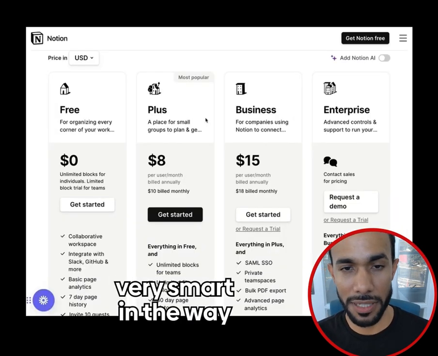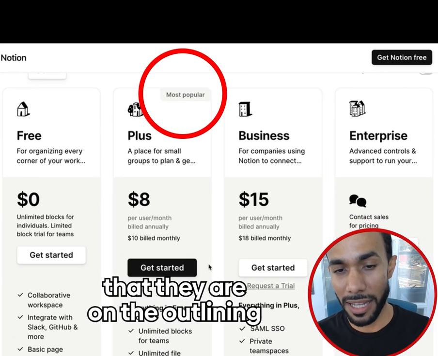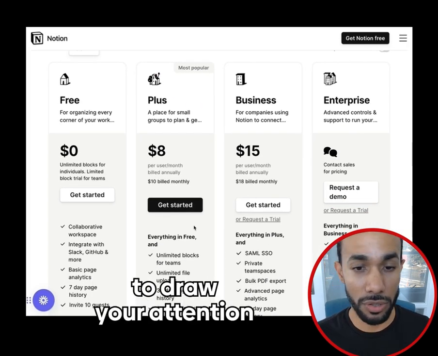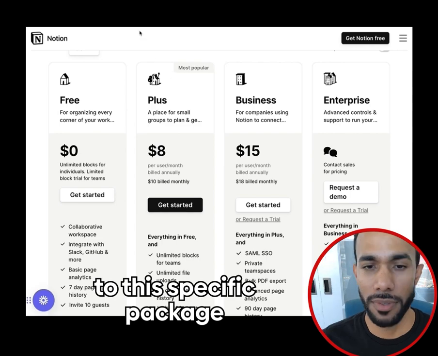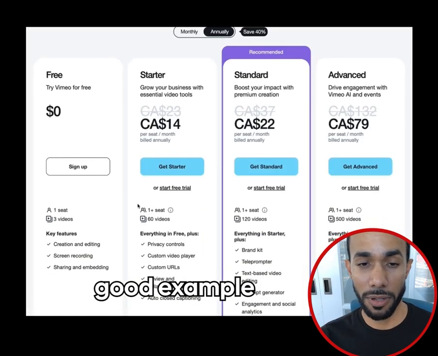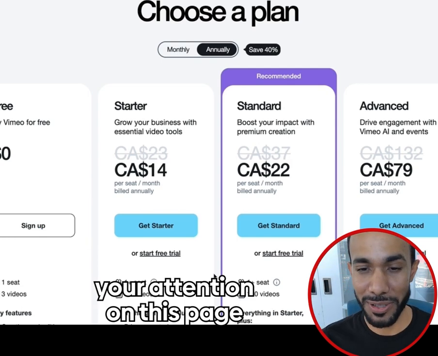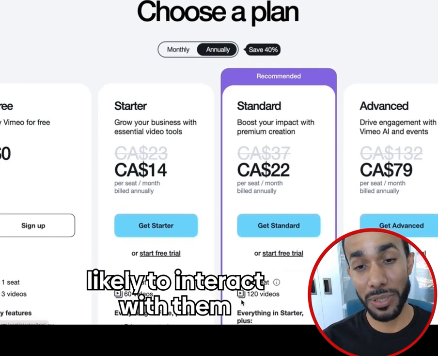Notion is actually very smart in the way that they are only outlining the most popular packages with the higher contrast ratio to draw your attention to this specific package. Here as well is another good example where you can see that if you look at this page, those call to actions are really drawing your attention and you're way more likely to interact with them.